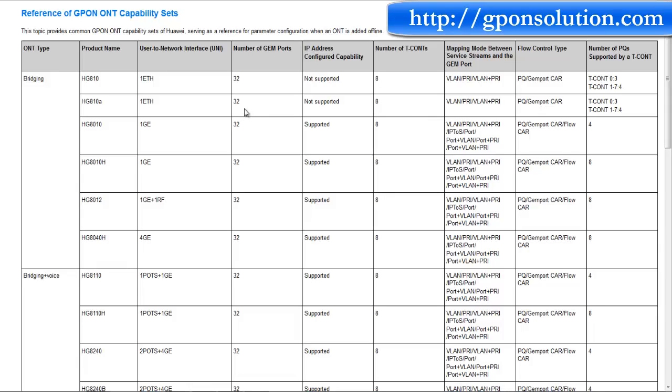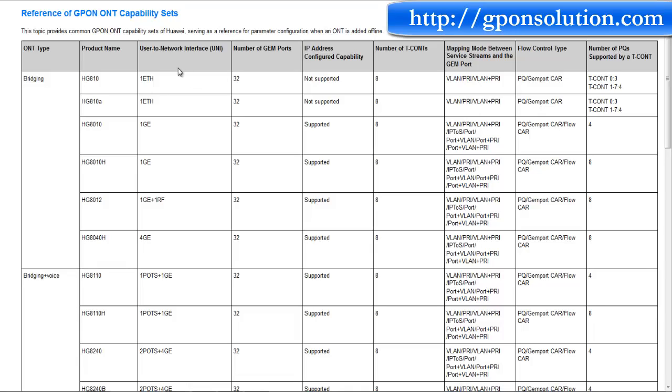Today I will introduce to everybody some ONT features and ONT port related info: how many services you can provide, and which type of service you can provide with this ONT and this feature. This is the GponSolution.com ONT capability set.